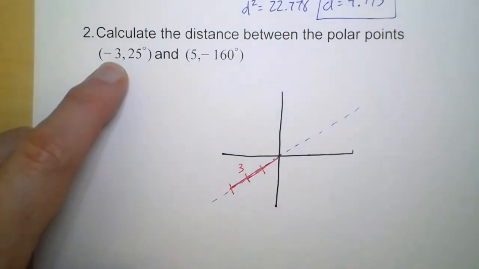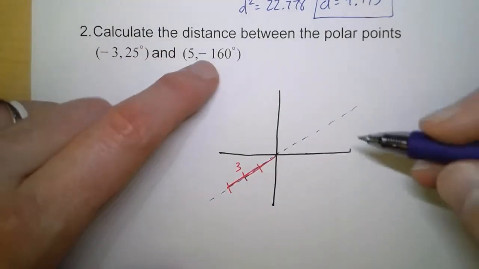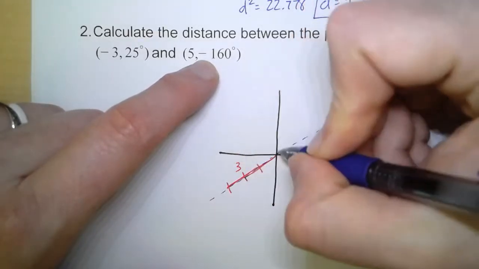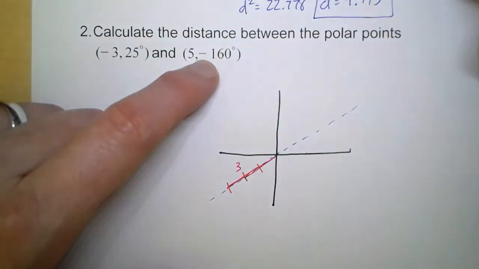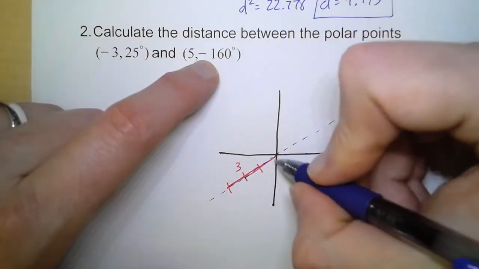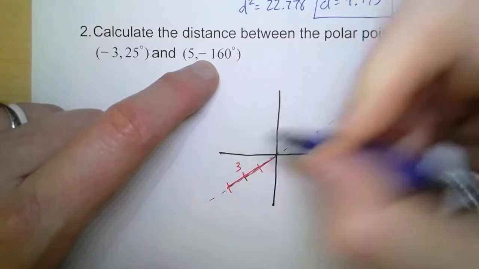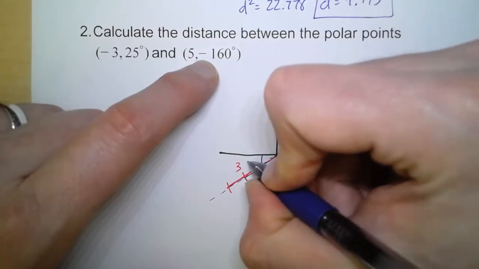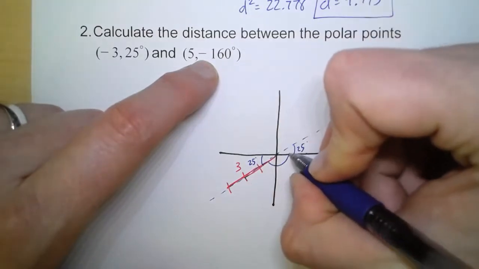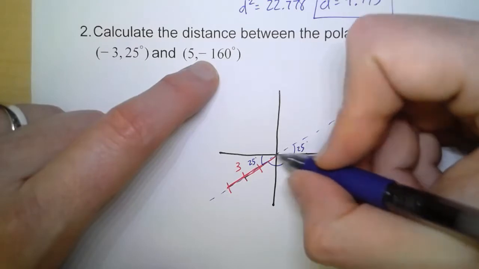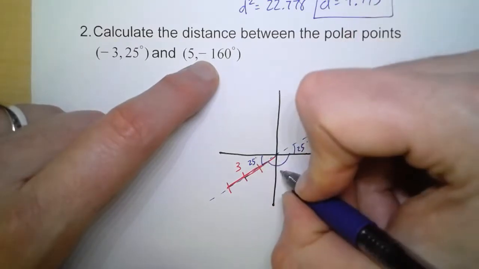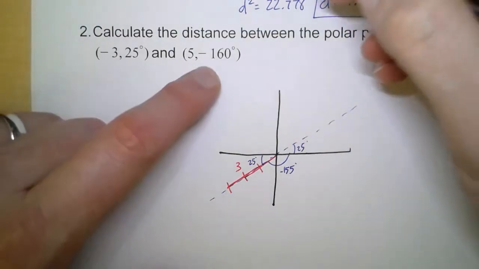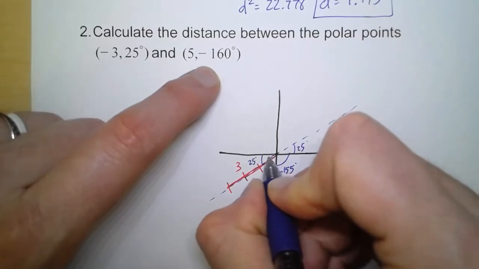So call that 3. And then angle of negative 160. Well, 160 would be over here, so negative 160 would be over here. Now the question is, should 160 be over here or should it be over here? Let's think about this. This is 25 degrees right here. So what angle is this? Well, if I take 25 away from 180, I get negative 155 degrees. So negative 160 is actually in there.